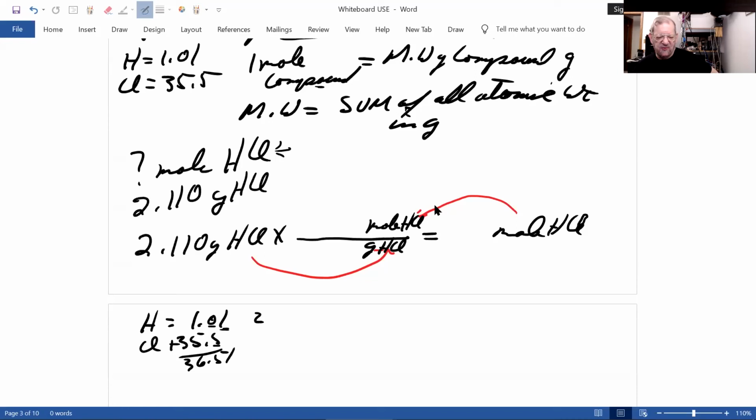101 is 2 past the decimal, 35.5 is 1. Keep the 5, use the 1 to round off, 4 or less, drop it. So the molecular weight of HCl equals 36.5. And now we know from 1 mole of a compound, 1 mole of HCl equals its molecular weight, 36.5 grams.